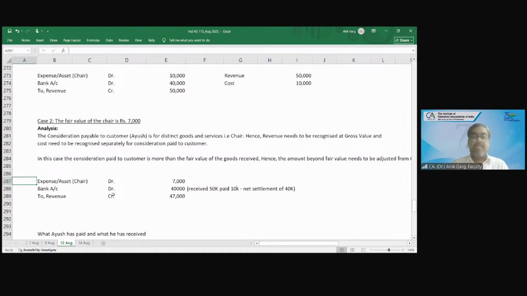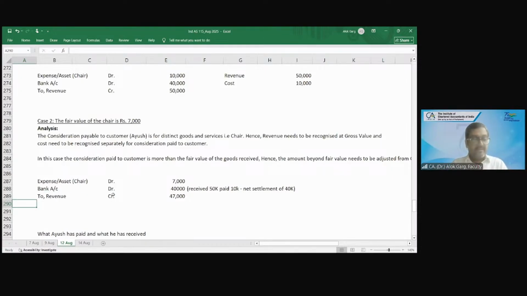What is the accounting entry? Expense or asset, chair account debit 7,000, right? Whatever has been paid, 7,000. Bank account 40,000. Revenue 47,000, right? Revenue 47,000. Because the asset has to be recognized at fair value in this case, but only to the extent of fair value; whatever extra has been paid has to be reduced from the revenue. Okay, that extra paid has to be reduced from the revenue.